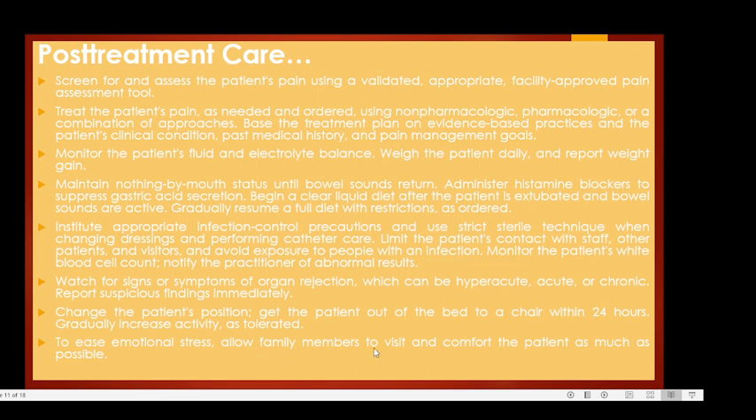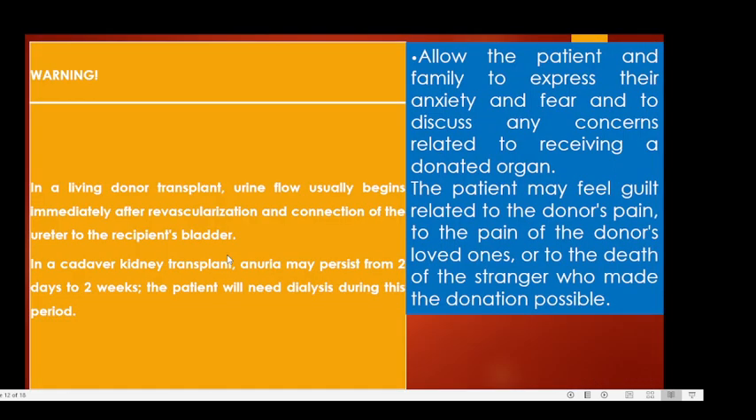Allow family members to visit, okay? And when they are visiting, you take care of those infection prevention control measures, okay? The family is important because it's going to comfort the patient as much as you are doing, and therefore the patients will be able to heal better and faster.